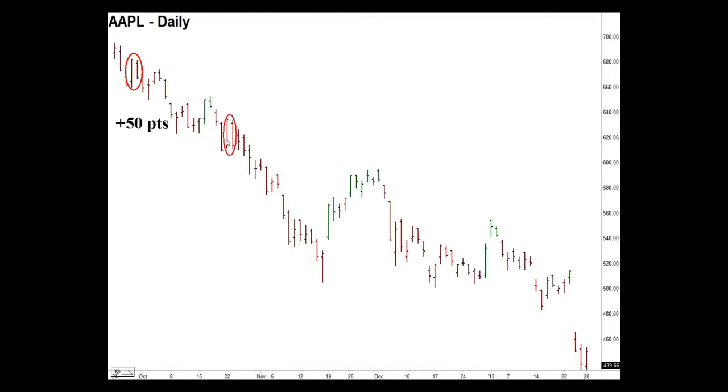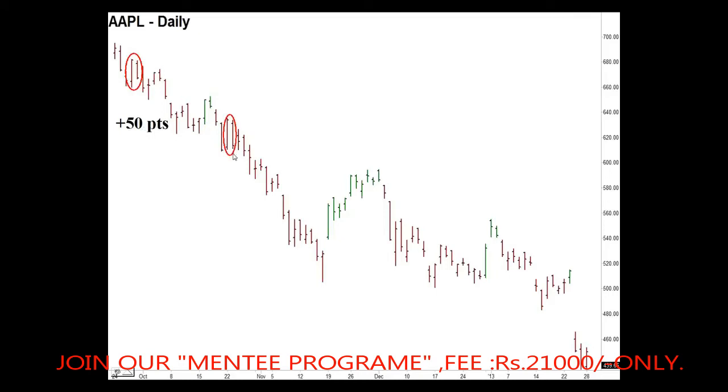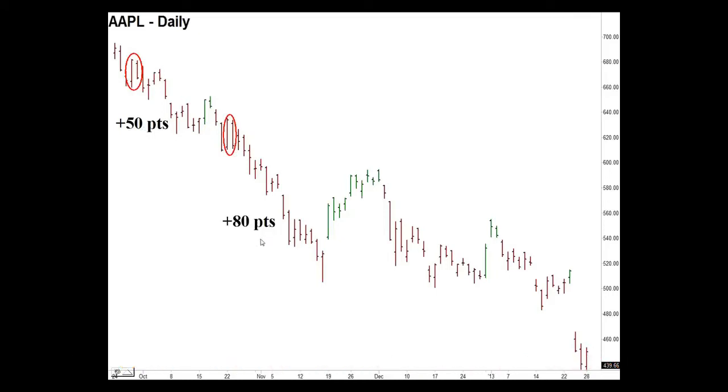We have another inside day here in October, an inside day pattern followed by a quick 80-point move to the downside. In November, another inside day pattern followed by a quick 40-point move to the downside. And then we get this nice move to the upside, all right? Guess what? The colors turn green now. Here's an inside day pattern right there, a quick 30-point move to the upside. Colors turn red once again.